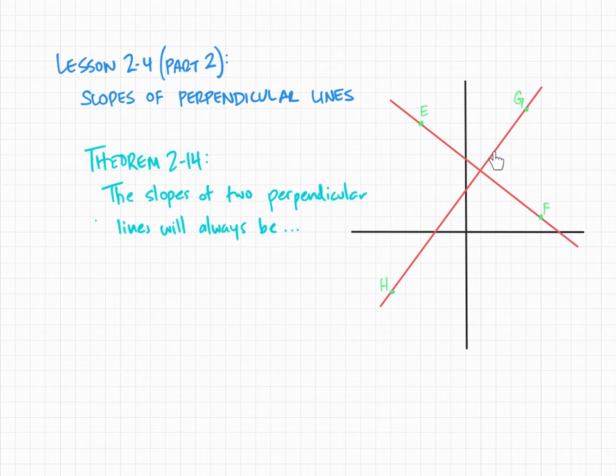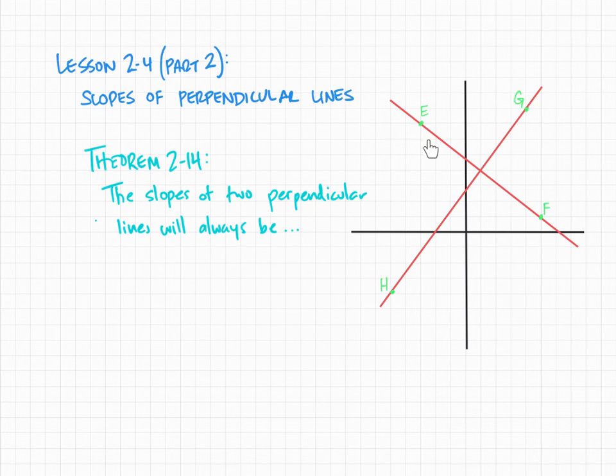This line, line HG, has a positive slope. It's moving upwards as I move from left to right along the line. The other line, EF, has a negative slope. It's moving downwards as I go from left to right along that line. So we can already tell that the lines will not have the same slope. But let's see if there is some kind of relationship between their slopes.